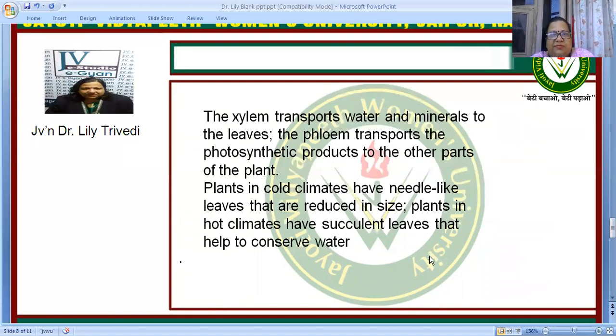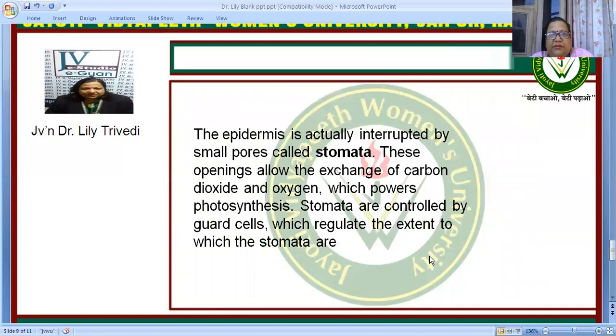The xylem transports water, mineral transport leaves, photosynthesis transports the photosynthetic products. In cold climates, the leaves are needle-like, and in hot climates, the leaves are succulent. So the reason beside the shape of the leaves into two different environments is conservation of water. Now, these stomata are responsible for carbon dioxide and oxygen exchange.